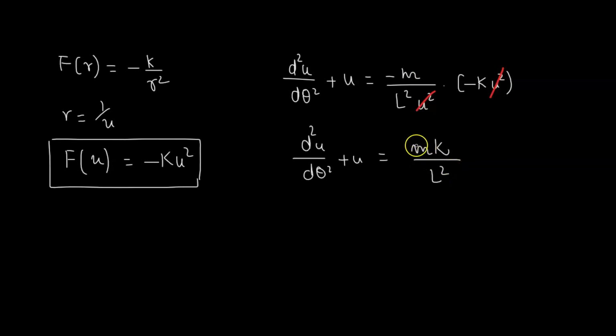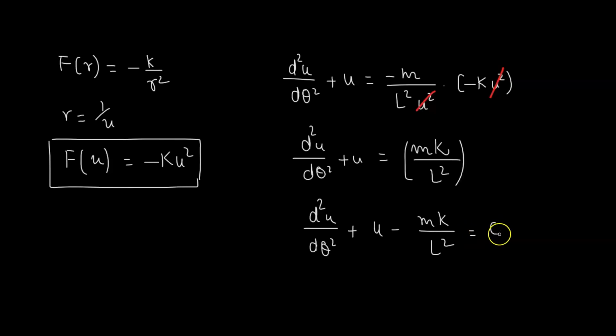We will only be considering mass which is constant; we'll not consider variable mass here. So m times k is already a constant, and L, the angular momentum, which is a conserved quantity, is also a constant. So we see that the right hand side is a constant. Let's bring it to the left hand side: d squared u over d theta squared plus u minus mk over L squared equals 0.